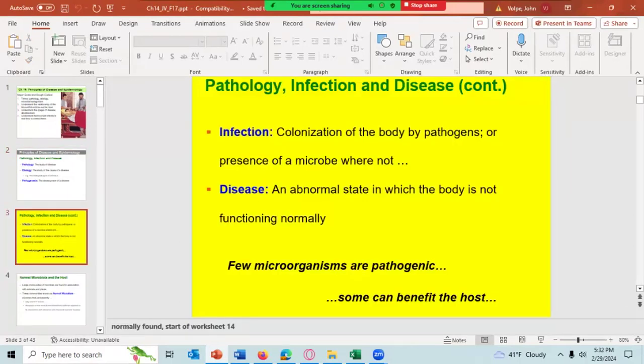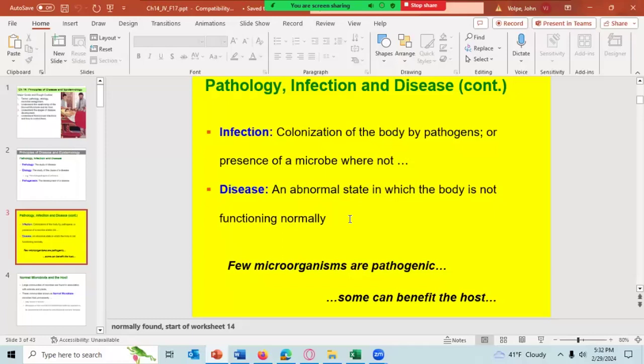Infection is the colonization of the body by a pathogen, or it could be the presence of a microbe where that microbe is not normally found, such as E. coli. If it gets in the lungs, E. coli should not be in the lungs. It is a part of our normal microbiota, but if it grows in the lungs, it would cause pneumonia, and that is an infection as well. A disease is an abnormal state in which the body is not functioning normally.